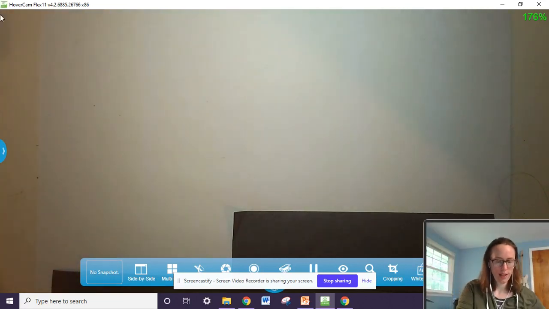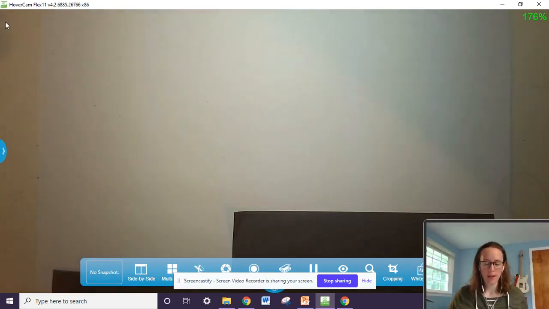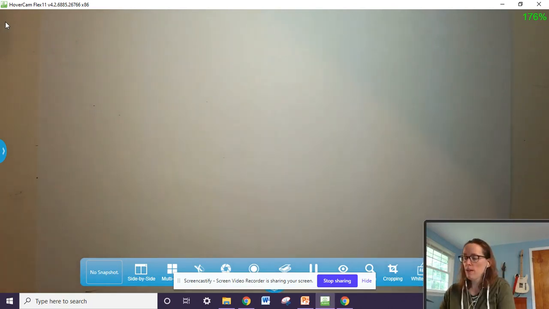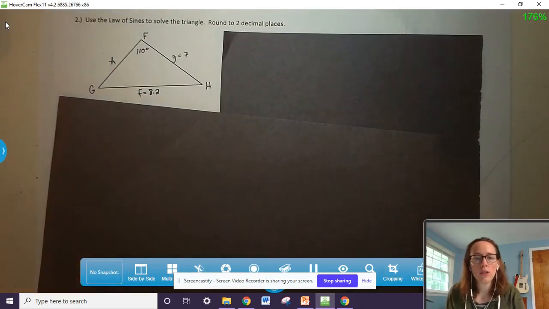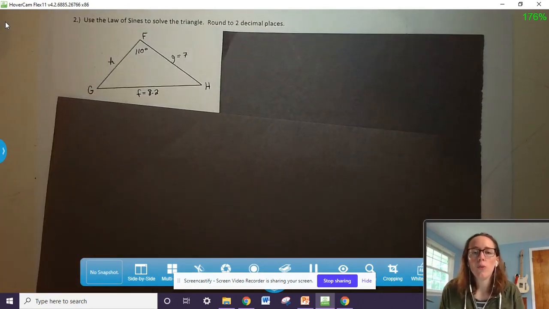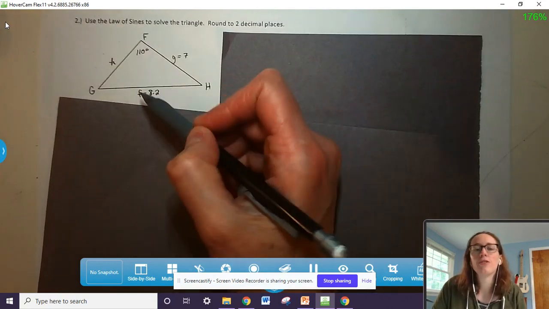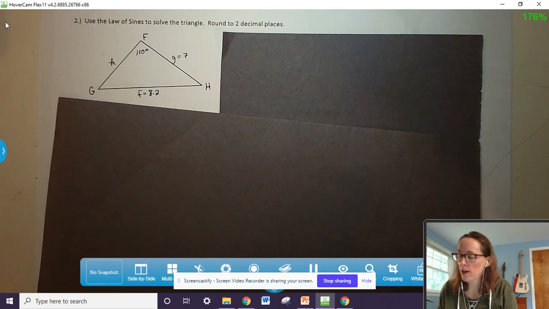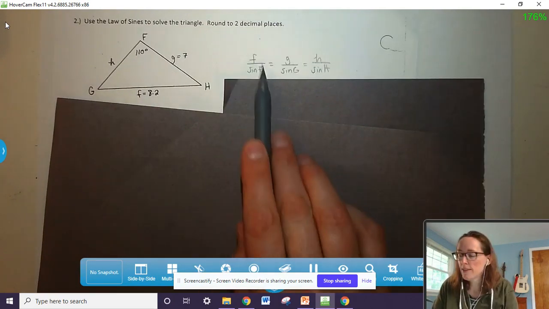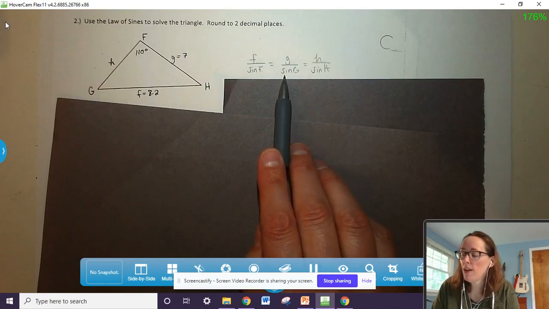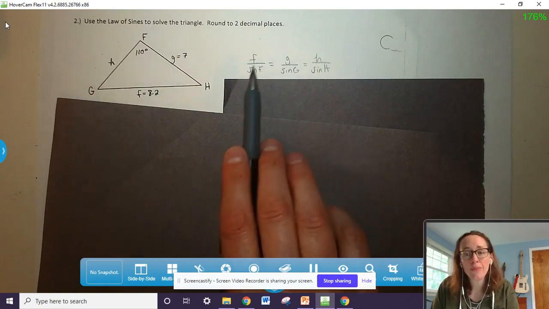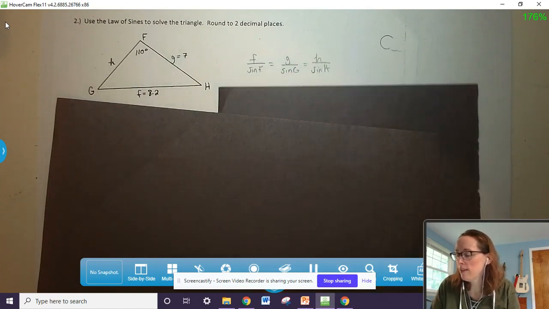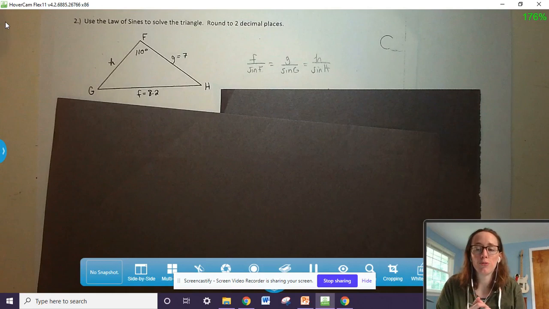Okay, for number 2, I changed the letters on you. Now, changing the letters doesn't change the way this works. So using the law of sines to solve this triangle, what we want to do is set up a side compared to the sine of the angle that's opposite for all three pairings. So we want to compare little f to the sine of big F, side G compared to the sine of angle G, and so on. And you don't have to write them in alphabetical order. You could write this one first, and then this one second, and this one third. All three are equal to each other.